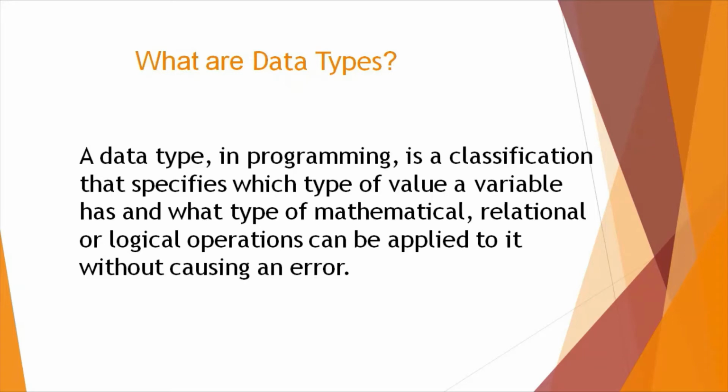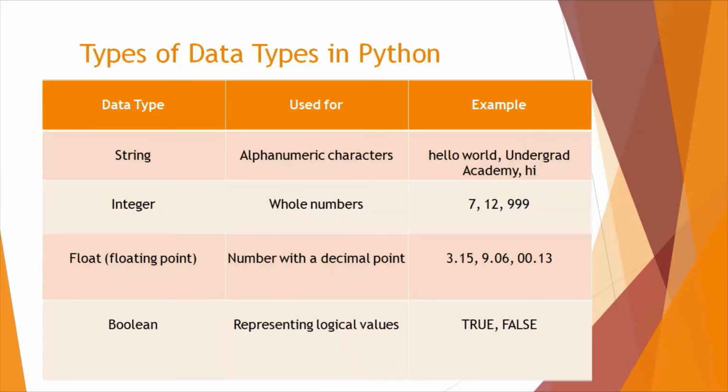A data type in programming is a classification that specifies which type of value a variable has and what type of mathematical, relational or logical operations can apply to it without causing an error. So here we have the types of data types in Python.